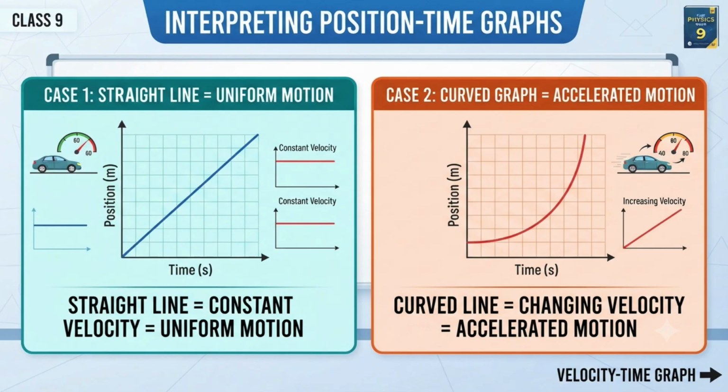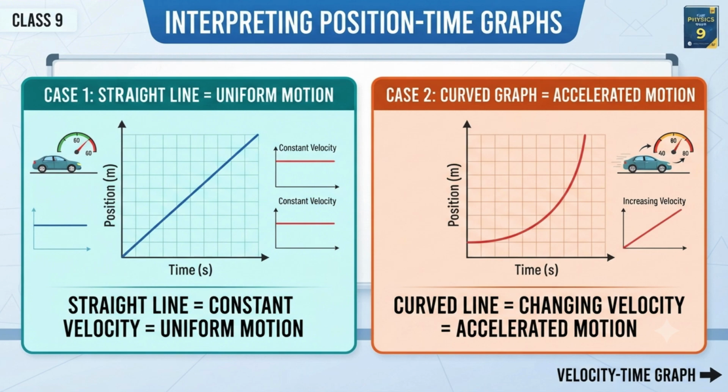A curved graph tells us that the object is not covering equal distances in equal intervals of time. For example, between 4 and 6 seconds, it may travel a shorter distance, but between 10 and 12 seconds, it covers a much larger distance. This means the object's velocity is changing with time. And whenever velocity changes, the object is said to be in accelerated motion.